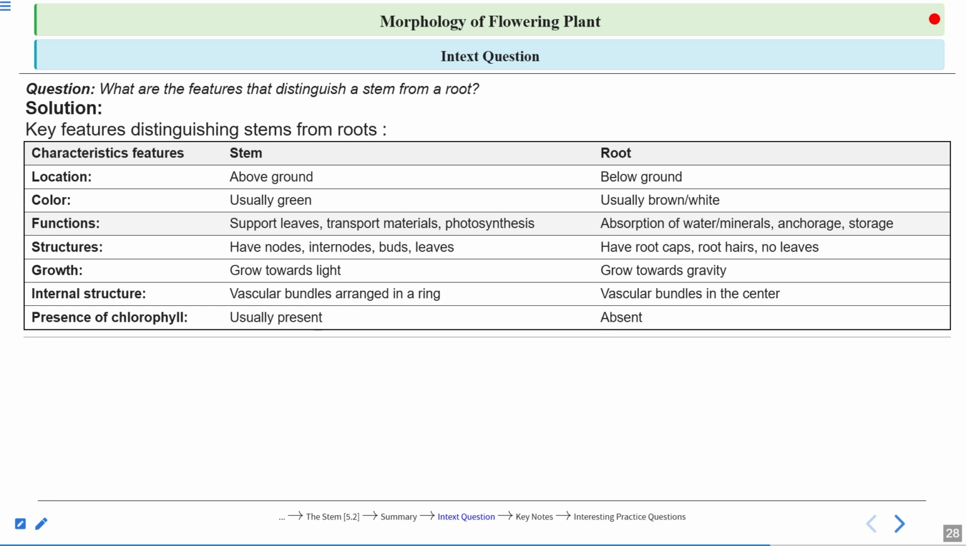Structures: they have nodes and internodes. If you see the structure of stem, the stem has two parts, nodes and internodes.